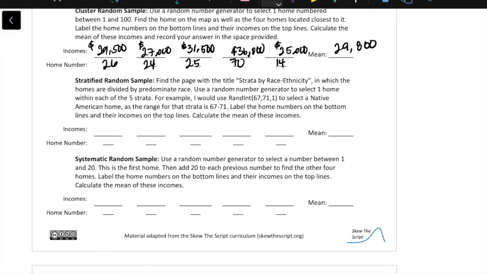So now we're going to do a stratified random sampling. Find a page with the title Strata by Race Ethnicity, in which the homes are divided by predominant race. We're going to use a random number generator to select one home within each strata.